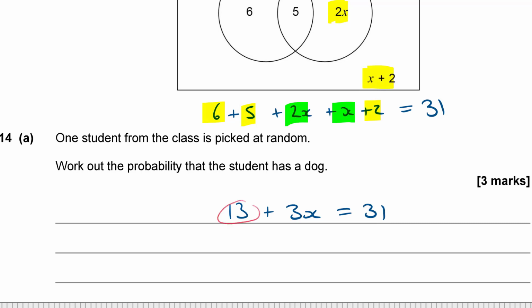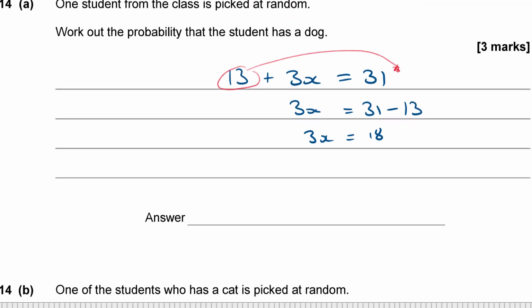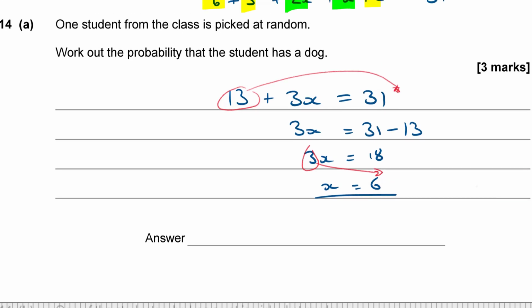Taking my 13 over to the other side, I'm going to get 3x equals 31 subtract 13. 31 subtract 13 is 18, isn't it? So 3x is 18. And then finally, to find x, I can divide through by 3. x equals 18 divided by 3, x is 6. Okay, now remember, that wasn't the question though. The question wasn't find x. The question was work out the probability that the student has a dog.